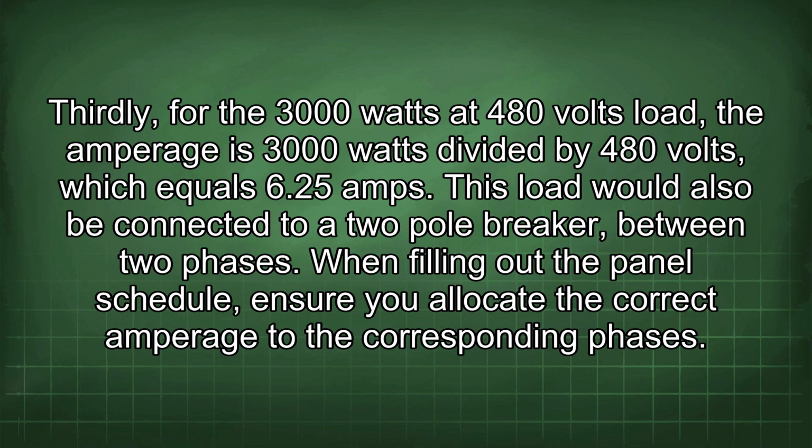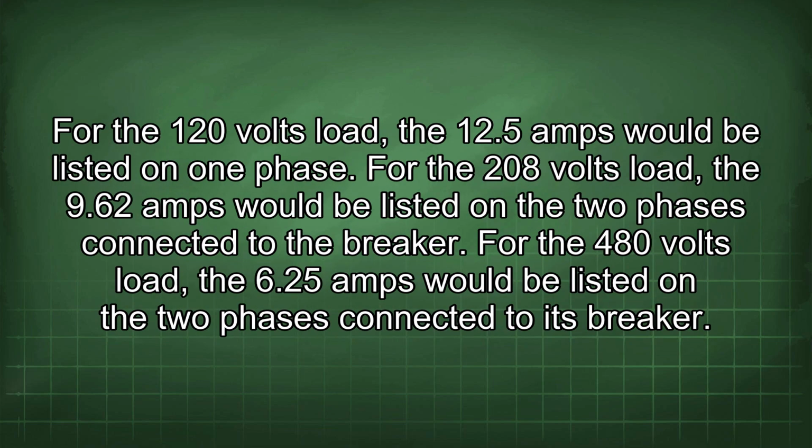When filling out the panel schedule, ensure you allocate the correct amperage to the corresponding phases. For the 120 volts load, the 12.5 amps would be listed on one phase. For the 208 volts load, the 9.62 amps would be listed in the two phases connected to the breaker. For the 480 volts load, the 6.25 amps would be listed in the two phases connected to its breaker.